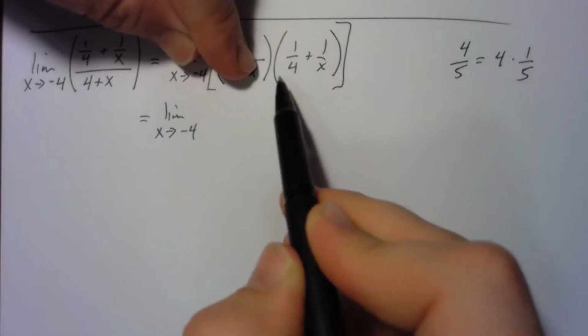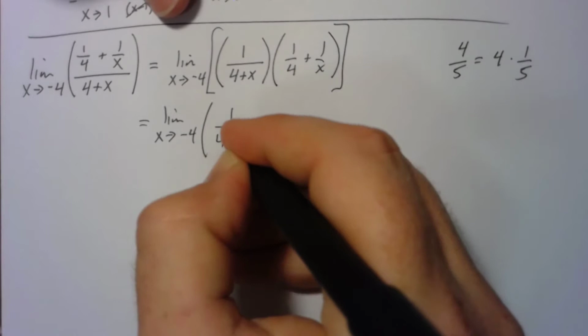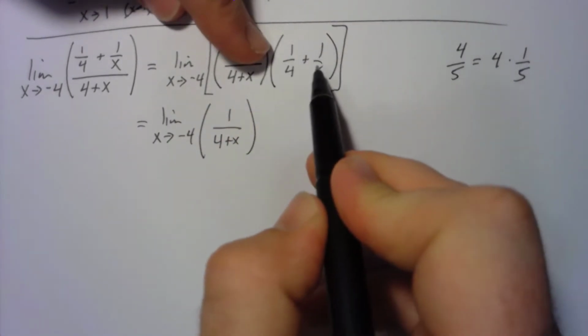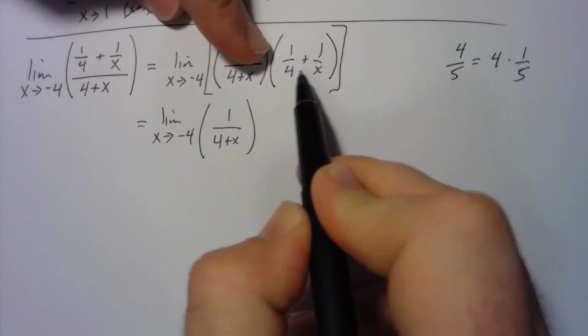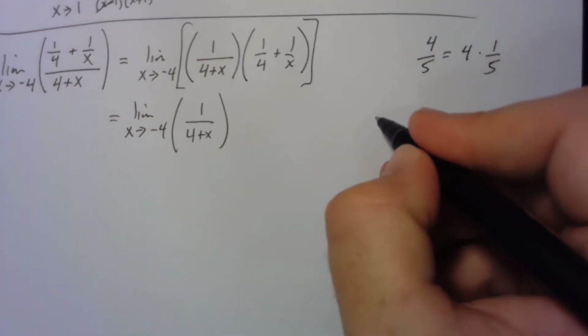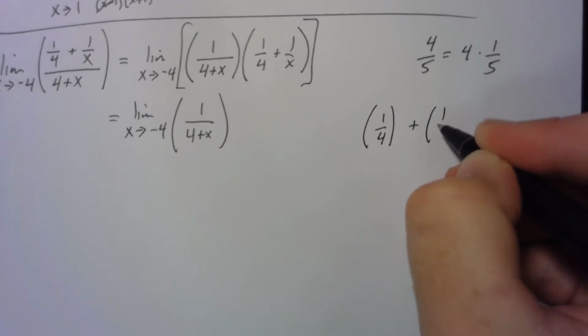I'm going to just try and simplify this piece right here. Between these two fractions, how do I combine these two fractions? By addition, I'm going to find a common denominator. I'm going to do that off to the side here because I think things are going to get a little bit messy if I try to do it all together. So I have 1/4 plus 1 over x.